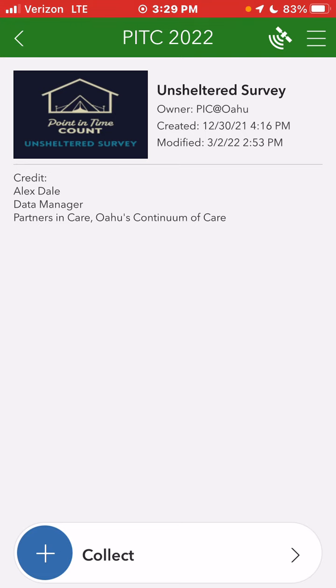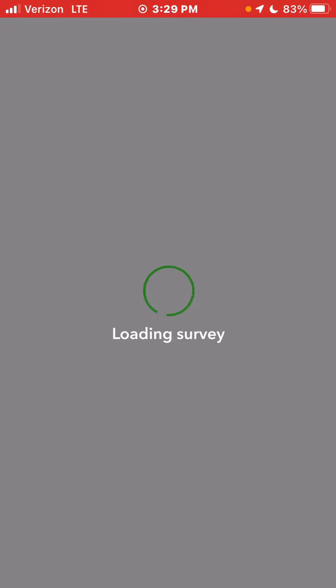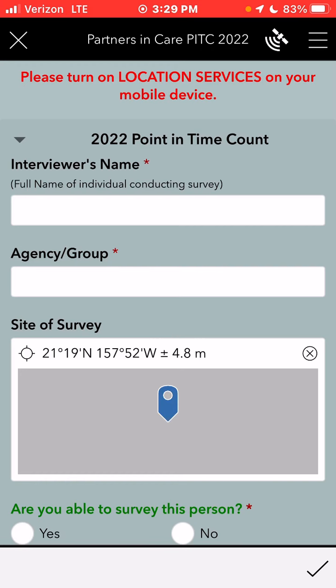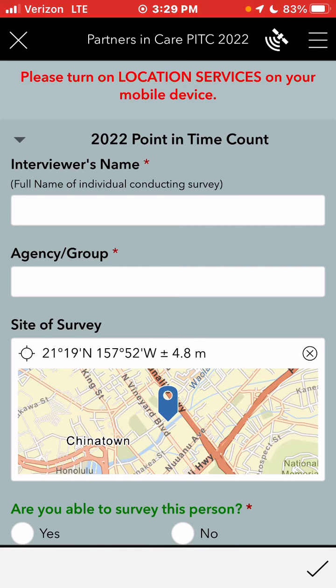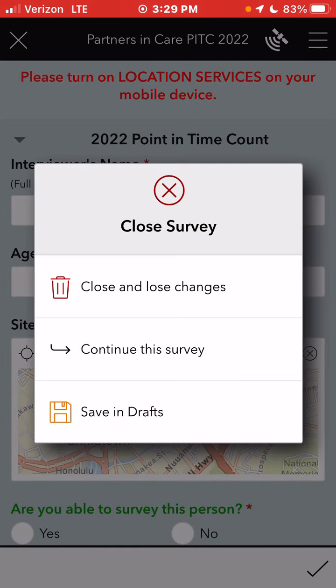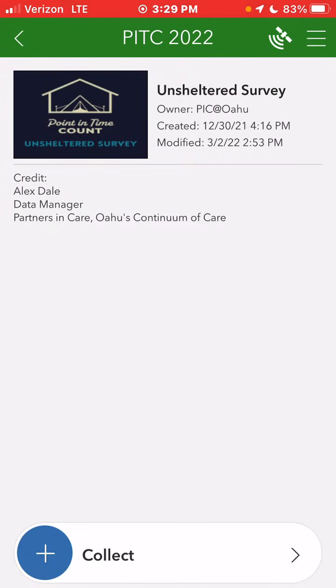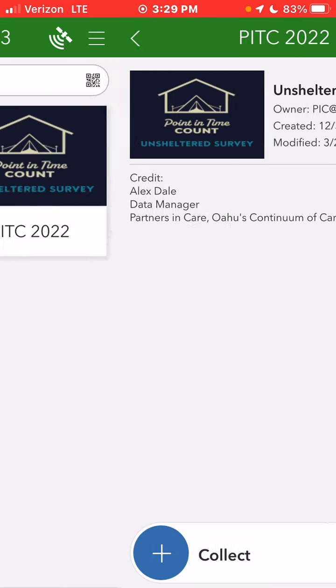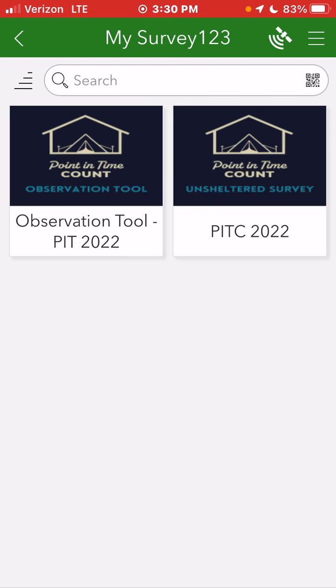If you are moving on to the next person and they are not going to use an observation tool, you can press Collect at the bottom, and it will bring you right back to the survey. If you click that and you realize that you need to go back and do the observational tool, you can press the X in the top left corner, press Close and Lose Changes, and then in the top left corner, press the back arrow. Now you're back on the main page where you can choose the observation tool or the unsheltered survey.